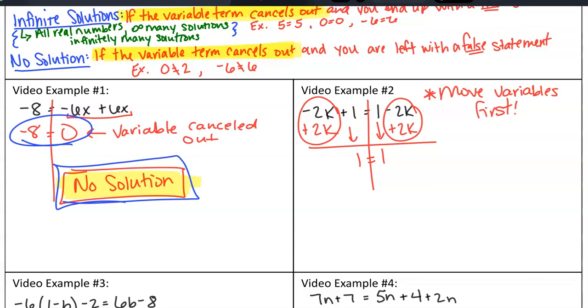So my variable canceled out. Is this a true statement or is it false? Does 1 equal 1? Well, yeah, if you have $1 and your friend has $1, you have the same amount of money. So you have infinitely many solutions.